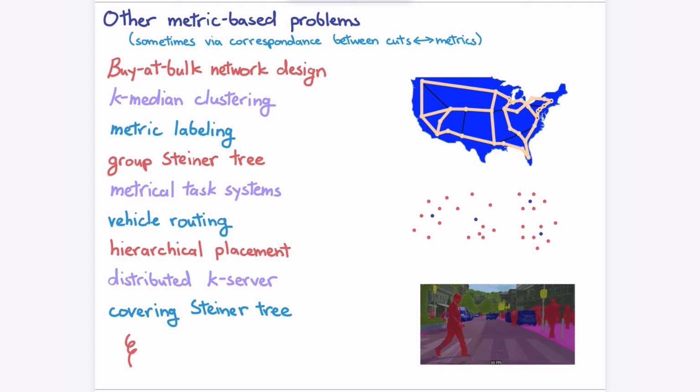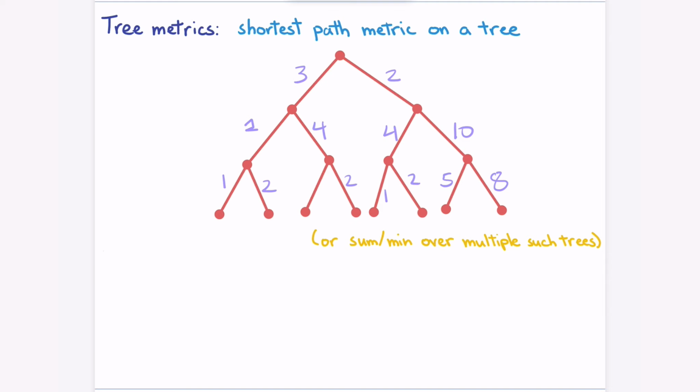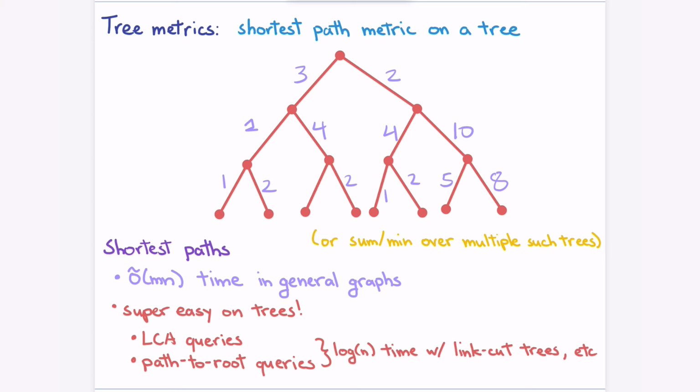Now consider a tree. Consider the shortest path metric on a tree. What's so great about it? It's really easy, right? Normally all pair shortest paths is really a pain. You need something like mn time in a normal graph. But in a tree, you can even pre-process it, set up your link cut trees on top, and be able to query the distance between any two vertices in log n time. The pre-processing will take linear time.